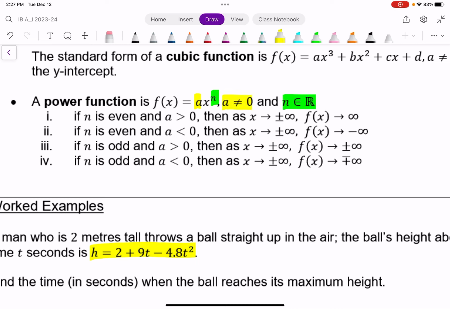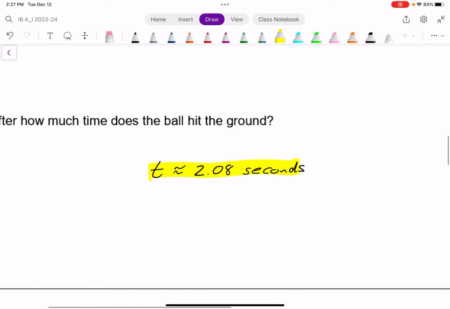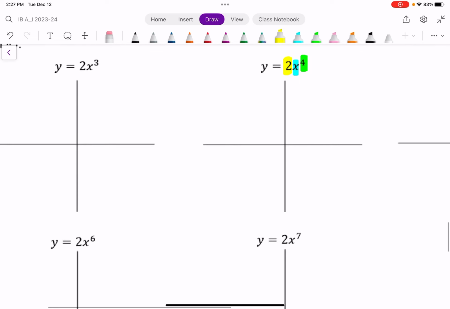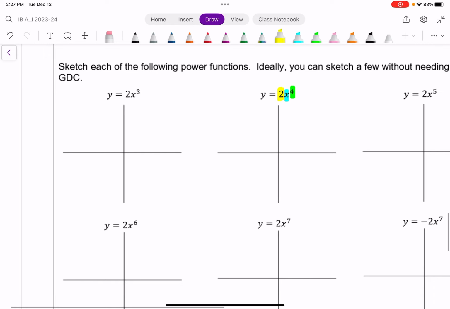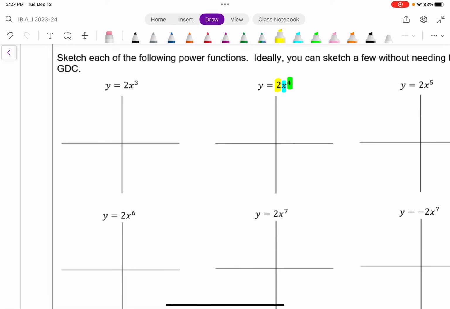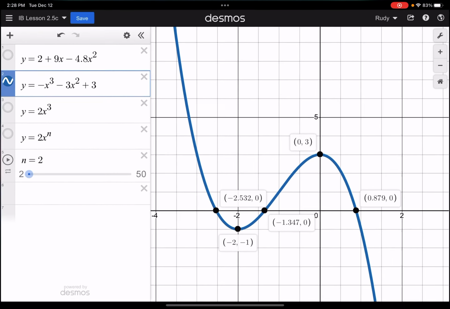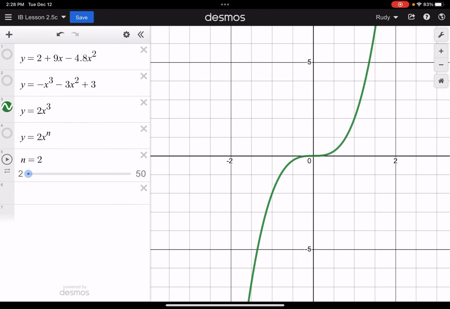And so what's described in these points after that are some of the general characteristics of what we notice with different values of a and n. And while we can graph all of these with our GDC, ideally after a while we can see certain characteristics coming up. And so for 2x cubed, I'll just graph that here for now. So 2x cubed looks like this.